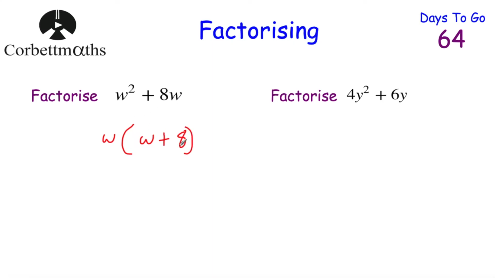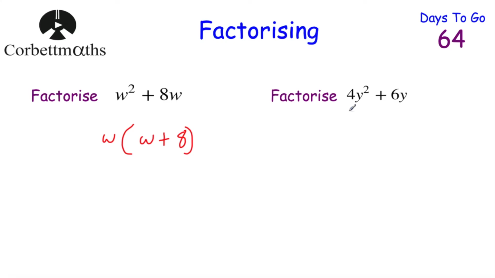w would be 8. Because we had w in both of these terms, I took w out, I factorised, and then I divided both of them by w, and I got w, open brackets, w plus 8, close brackets, and we can test it. w times w is w squared, and w times 8 would be 8w. So that's it, we've factorised it. Okay, now let's have a look at one last example.